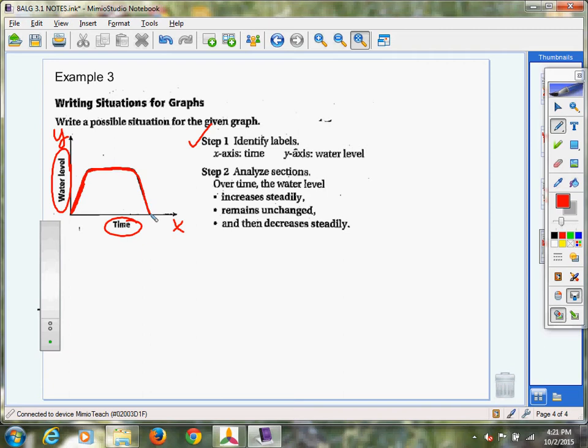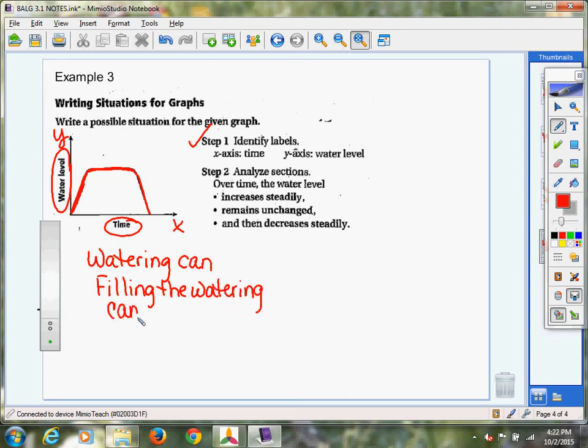Okay? Now your book talks about a watering can. Let's say you want to water your plants and the can's empty. So the water level, you're increasing steadily. What you're doing is you are filling the watering can. Then it's just going to stay there.